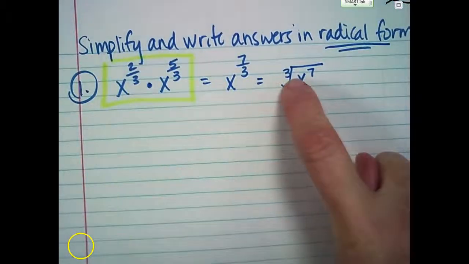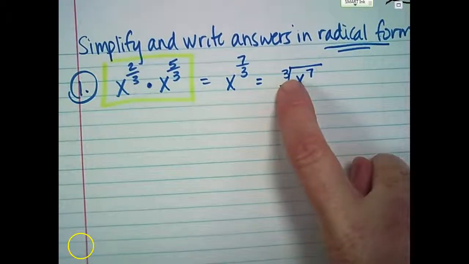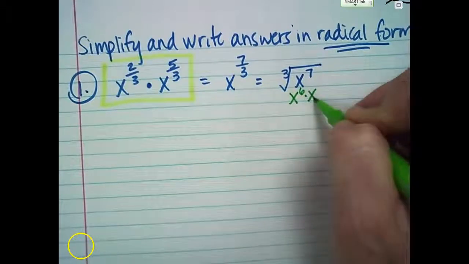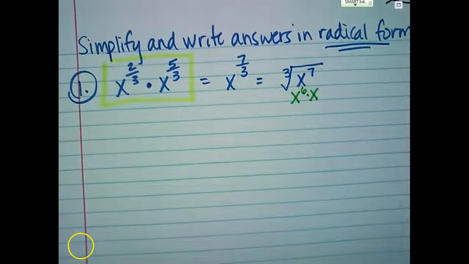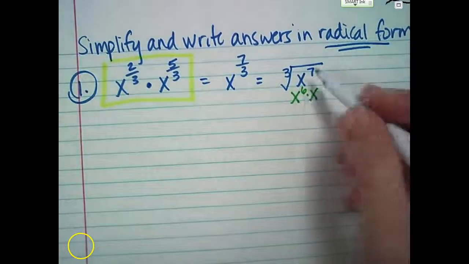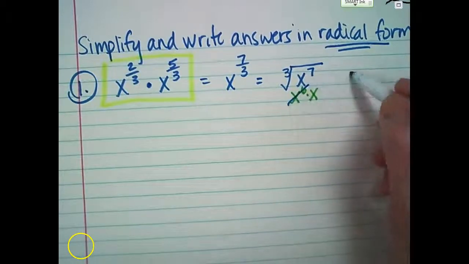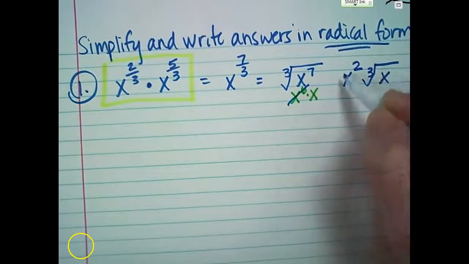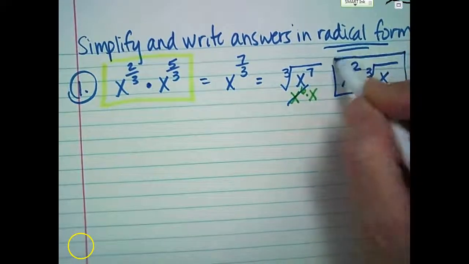Oh, yeah. Remember, if the outside number is smaller, you can clean it up. So I'm going to rewrite this as x to the 6th times x. So what can I clean up? This will be x squared times the cube root of x. That's yesterday's.